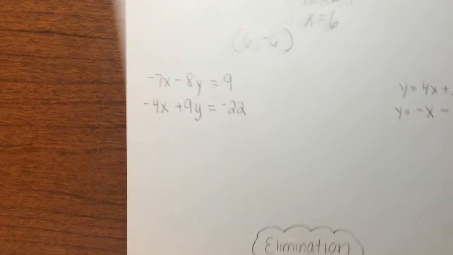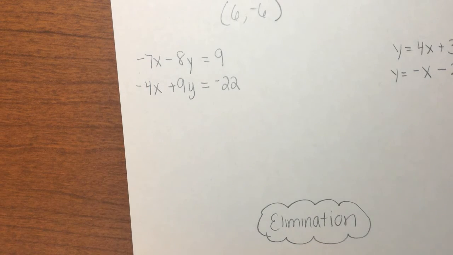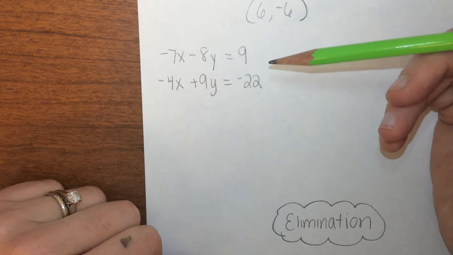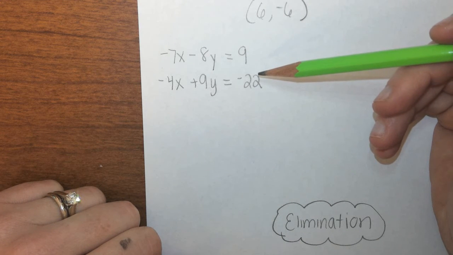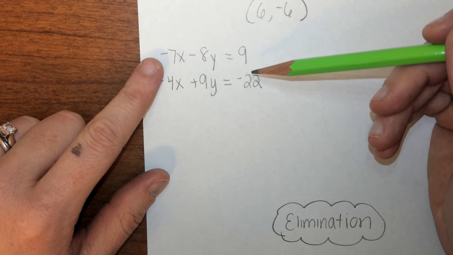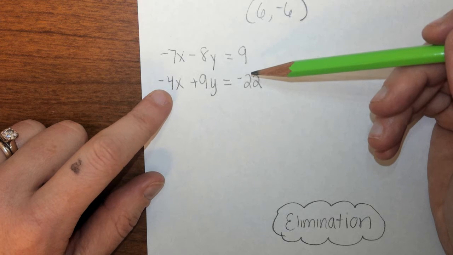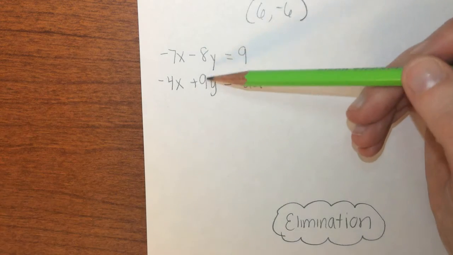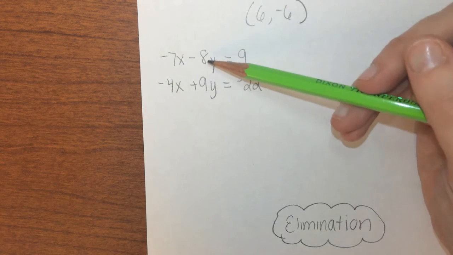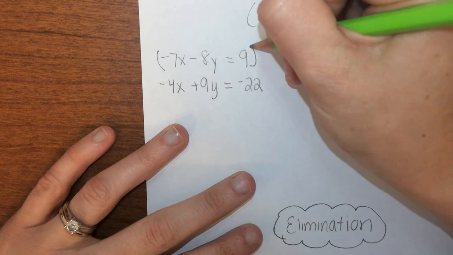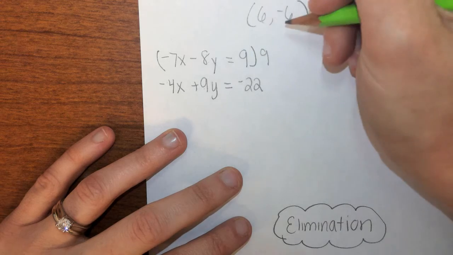Now, if you have a problem where there are no zero pairs at all to be made, like these two here, you can create your own. You're just going to have to alter both equations. You could multiply this by negative 4 and this by 7, or you could multiply this by 4 and negative 7, or this by 9. It just depends on what you want to cancel out. Because I have a minus 8 and a plus 9, I'm going to multiply everything by 9 to get a 72y.